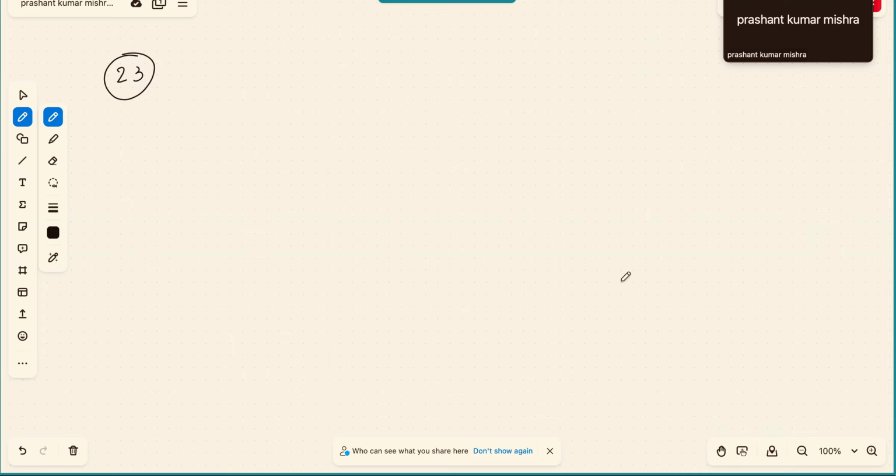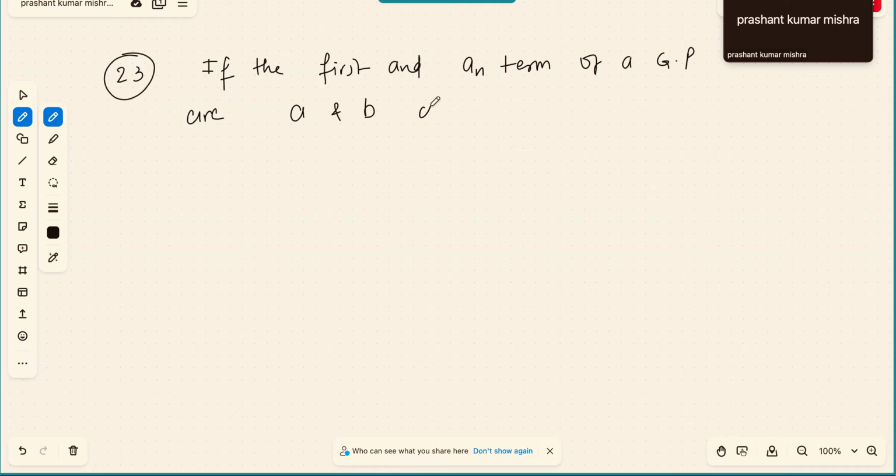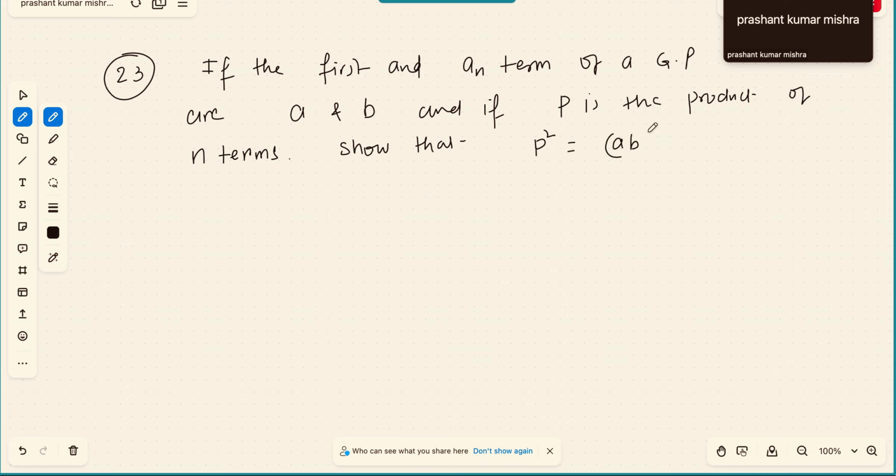Question number 23. If the first and the nth term of a GP are A and B, and if P is the product of n terms, then show that P square equals AB raised to the power n.